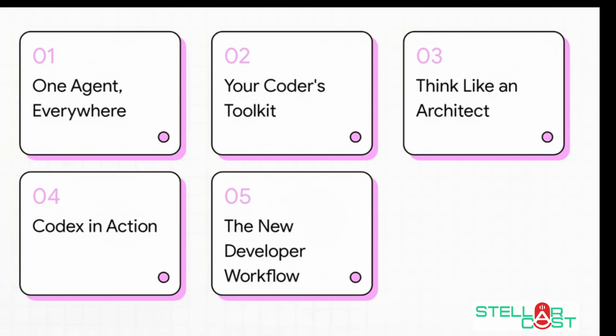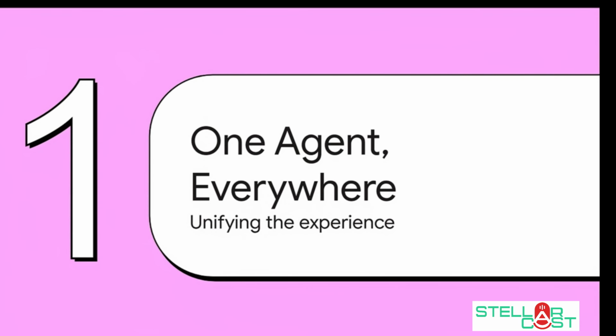So here's our game plan. We're going to start with what it actually means to have one agent everywhere. Then we'll get into a new mental model, a coder's toolkit for working with it. After that, we'll cover a really crucial mindset shift, learning to think like an architect. Then we'll see it all in action and wrap things up by looking at what this new developer workflow really means for you. Let's start with the big picture.